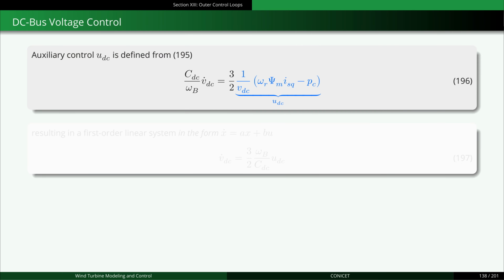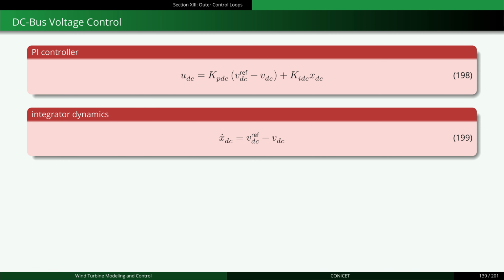Second, we perform a procedure similar to that used to design the current control loops. Defining the auxiliary control UDC in equation 196 yields a linear system in the general form used for designing proportional integral controllers in section 9. Equations 198 and 199 represent the proportional integral controller. See the table at the beginning of this section for controller specifications and gains.